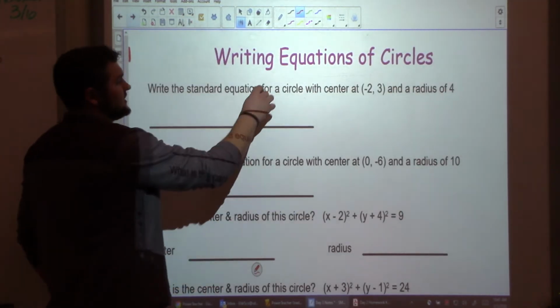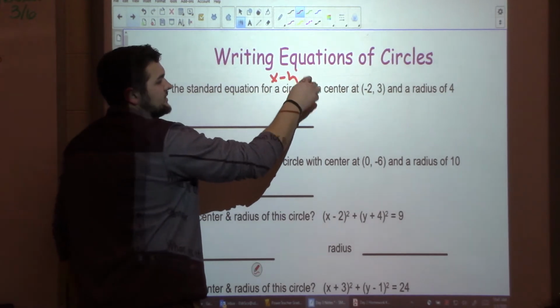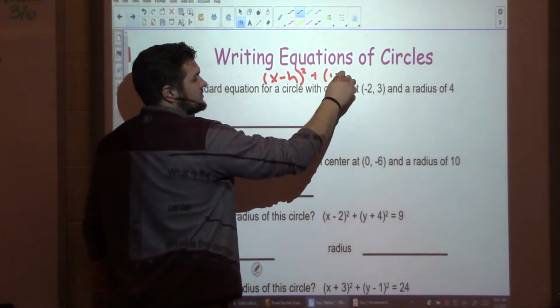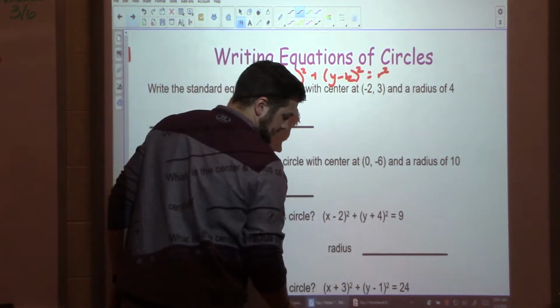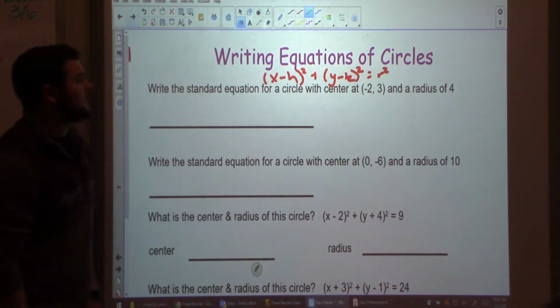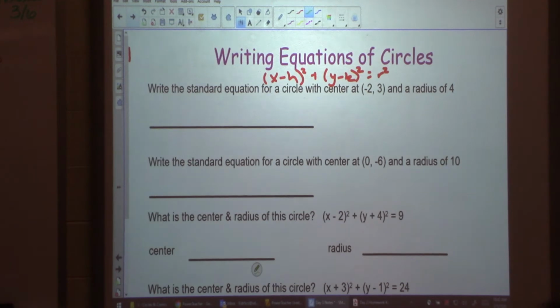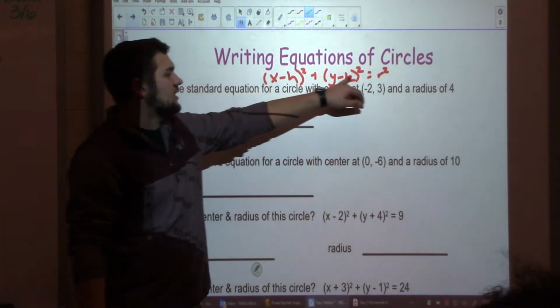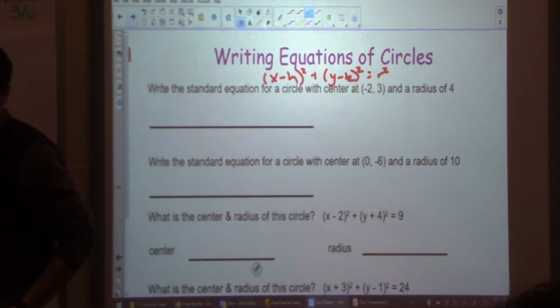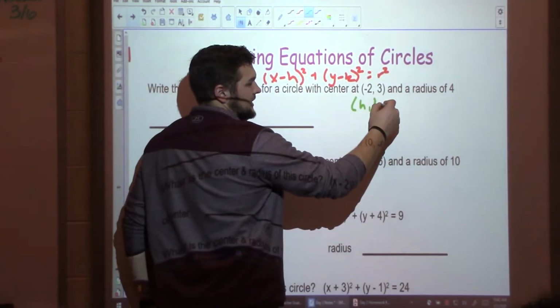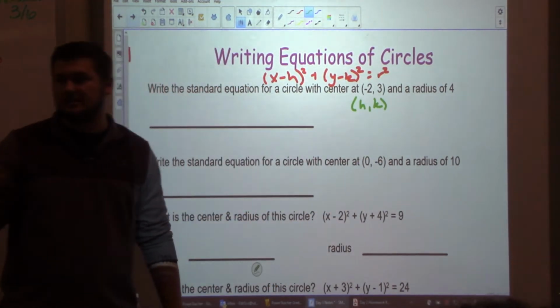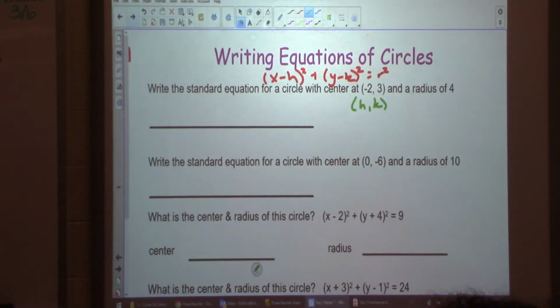Our equation, like I said, x minus h squared plus y minus k squared equals r squared. So we're given, we want the standard equation, right? We'll talk about general Monday. But standard equation of a circle, right up here I just wrote. Centered at negative 2, 3 with a radius of 4. Well, negative 2, 3 is my h, k, so it's my center.